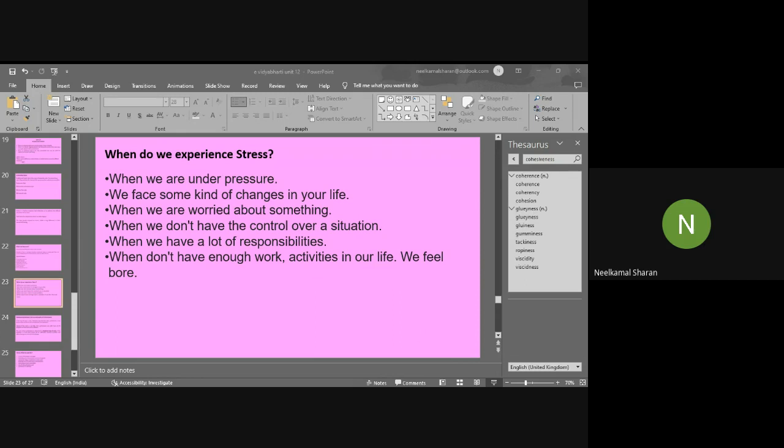When we have a lot of responsibilities in our life, that creates internal stressors. When we don't have enough work activities in our life, in that case also we experience stress. When I don't have work, I am sitting idle at home, that also creates stress among us. When we have nothing to do, we also experience a kind of stress.